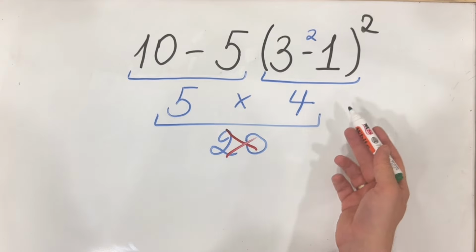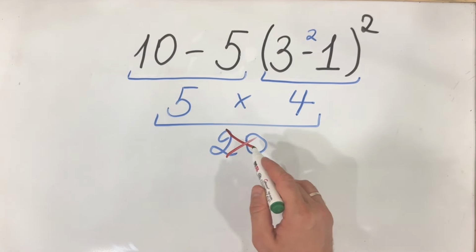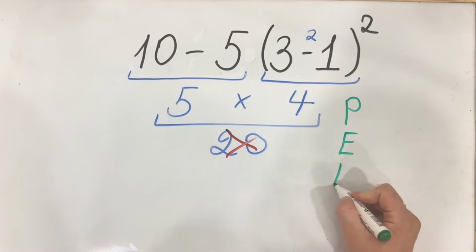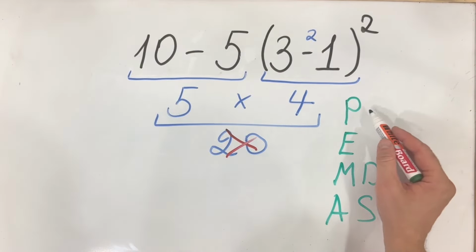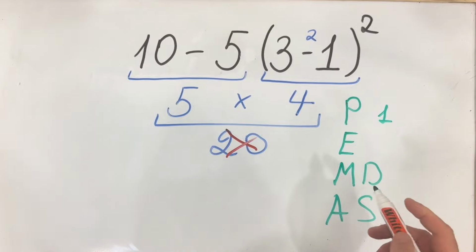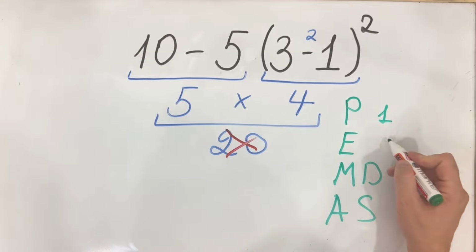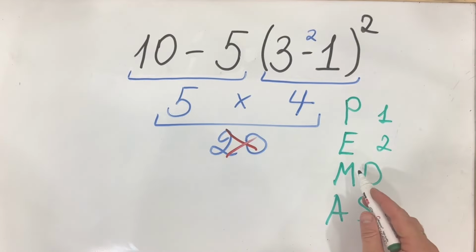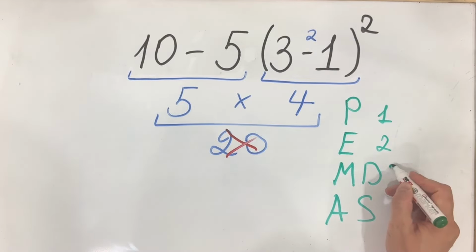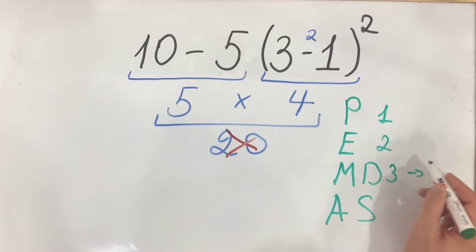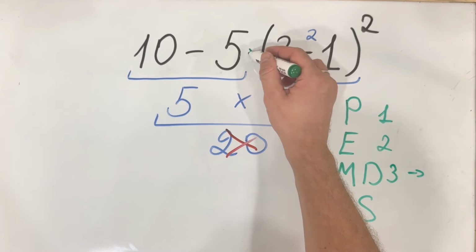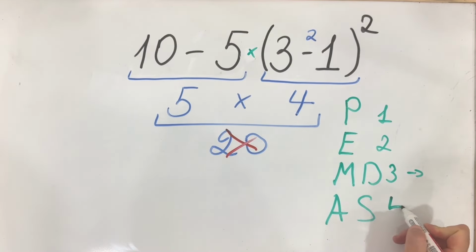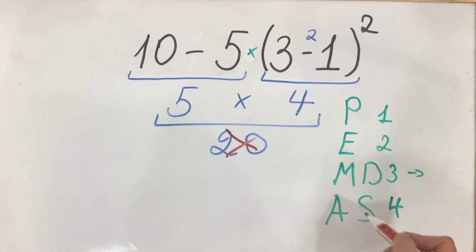Why? Because according to the order of operation, PEMDAS, or as some say, please excuse my dear Aunt Sally, we must first do what's inside the parentheses. So we must first do this. Then we do exponents. In this case, we have square exponents. We do multiplication and division in the third place, and we need to do it from left to right. In this case, we have one multiplication, and at the last we do the addition and or subtraction.